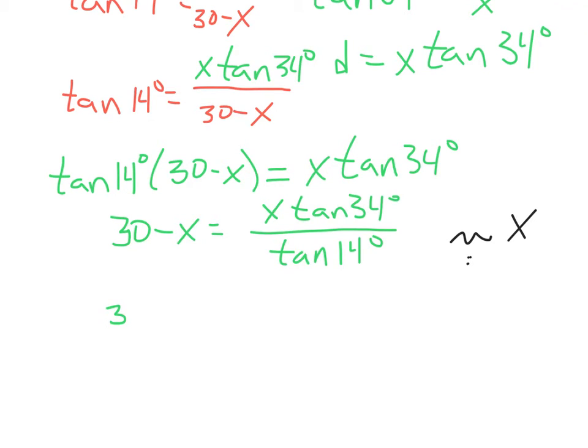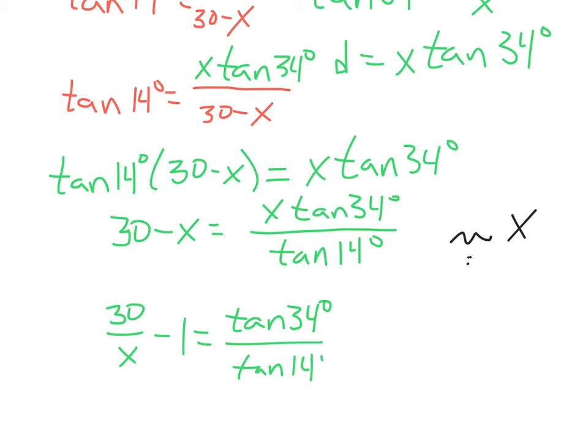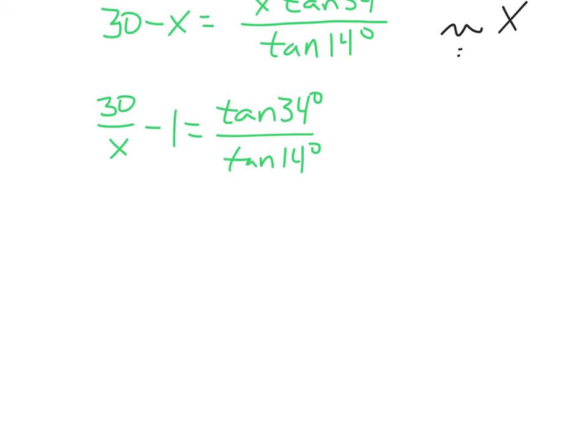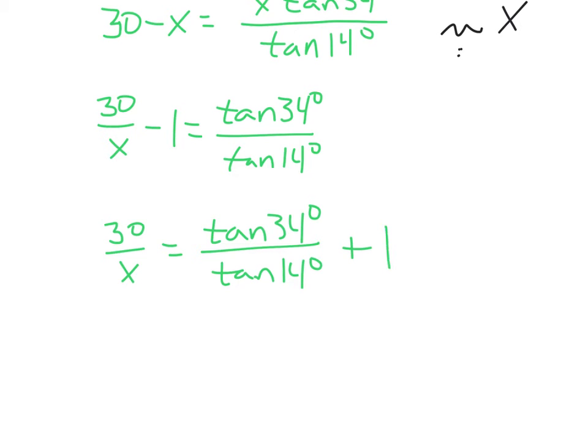So that means we're going to get 30 over x minus 1 equals this number that we don't really know yet. We're still calling it tangent of 34 degrees over tangent of 14 degrees. And then I'm going to add 1 to the other side. And so then we have 30 over x equals tangent of 34 degrees over tangent of 14 degrees plus 1. Okay, and so now we do have something pretty easy at this point. You can think of cross multiplying.